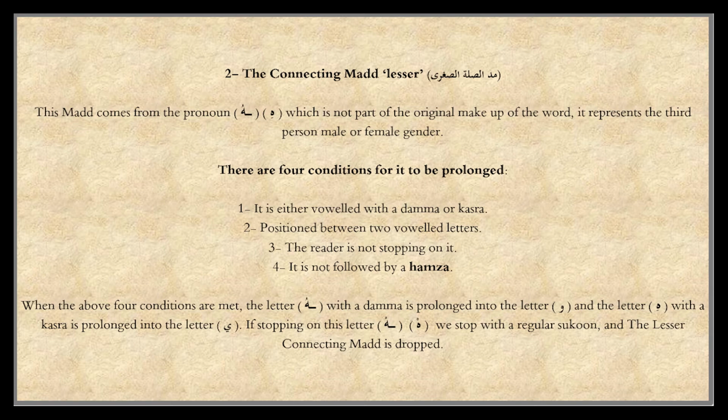When the above 4 conditions are met, the letter ha with dhamma is prolonged into a letter waw, so we have hu for male, and hi for female. The letter hu with dhamma is prolonged into waw, and the letter hi with kasra is prolonged into ya.